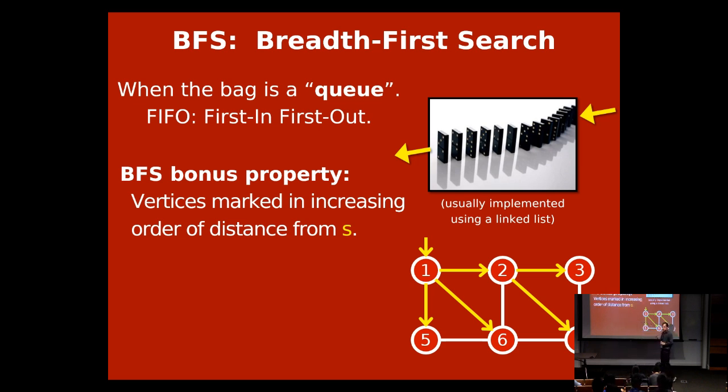It also has this bonus property, which I just mentioned, which is that the vertices get marked in order of increasing distance from S. So you mark all the vertices at distance 1 first, then all the ones at distance 2, etc. I won't prove that. It's fairly clear. You can prove it for yourself as another exercise by induction if you really wanted to.